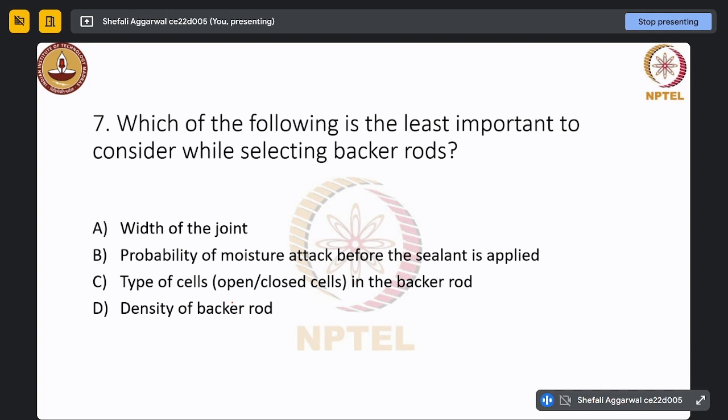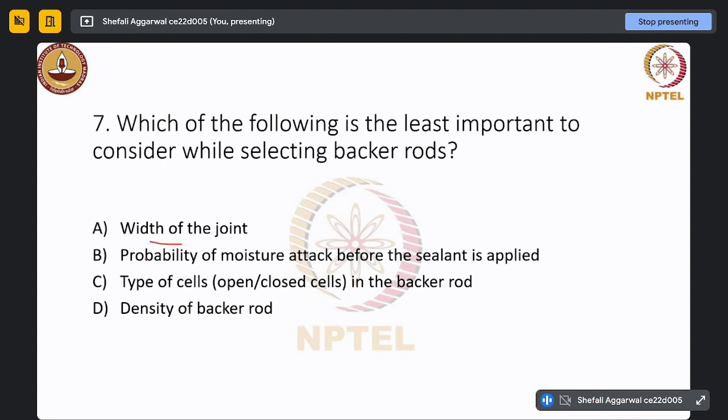See, as we have seen in the last question, width of joint is very important when we are selecting a backer rod. It should not be applied at a depth more than the width. If it is applied so, then it will cause adhesion failure. If it is applied at a lesser depth, then it will cause cohesion failure. So it is an important thing to be considered. Next is the probability of moisture attack before the sealant is applied.